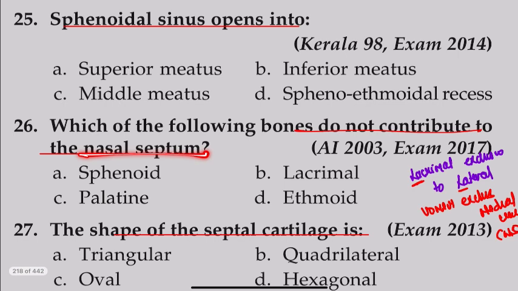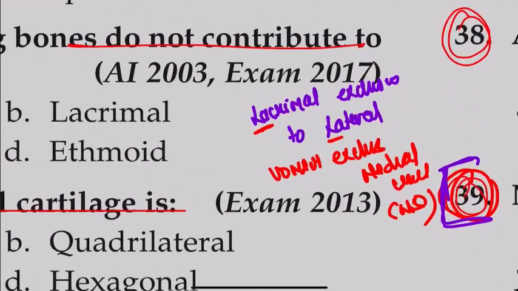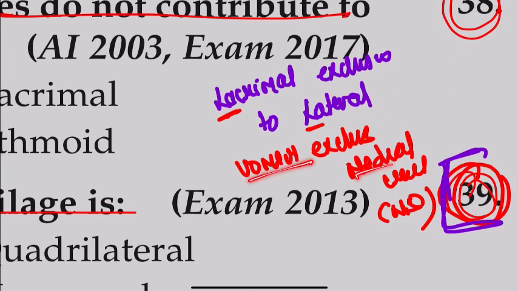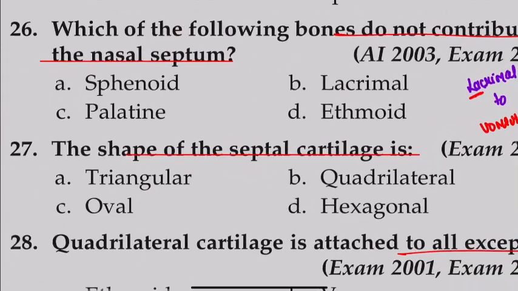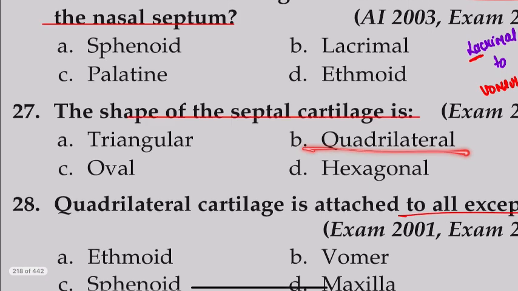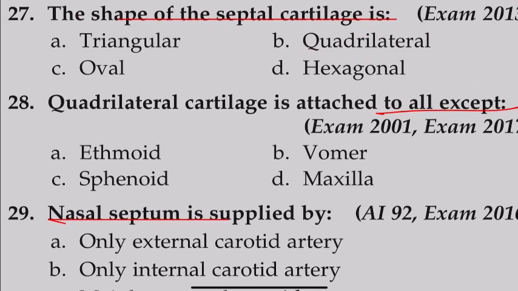Okay, nasal septum, that is our lacrimal bone, right? Lacrimal bone is exclusive to what? Lateral wall. Similarly, vomer is exclusive to the medial wall, right? Okay, what is the shape of septal cartilage? Quadrangular. The quadrangular cartilage is attached to all of the following except sphenoid, right? It is posterior, mostly present.